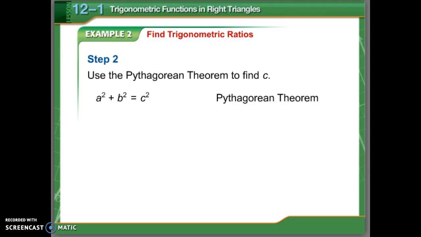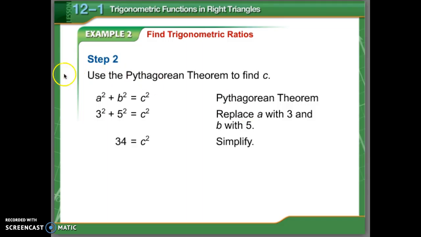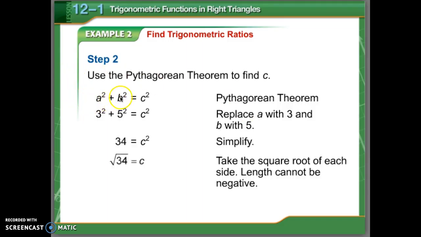So now step 2 is that we're going to use the Pythagorean theorem, a squared plus b squared equals c squared. Remember, A and B are the 2 shorter sides, and C is always the hypotenuse in a right triangle. So we know 3 and 5, we're going to plug them in, square them, we get 34. It's c squared, square root both sides, and so our answer is the square root of 34.